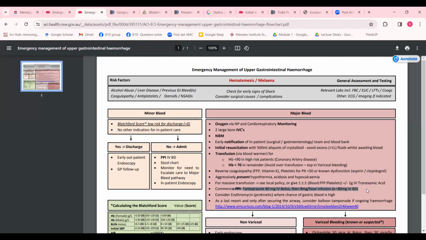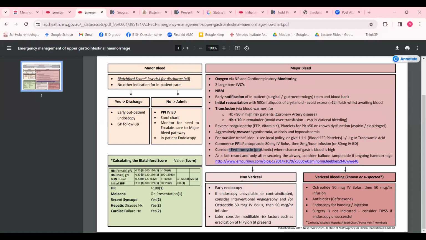Proton pump inhibitor. That is like the next step that you should do after resuscitation, because of the gastric protective effect as well as for the hematemesis effect. Then you can consider erythromycin later if the gastric blood is very high. Then you have to decide whether it's a non-variceal or a variceal bleeding, which is this hematemesis.